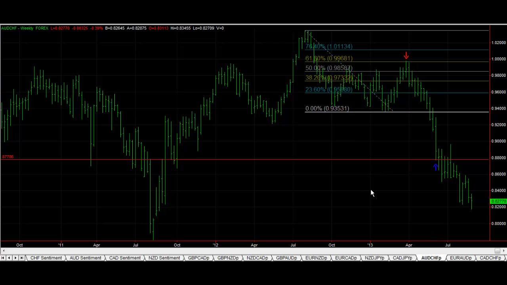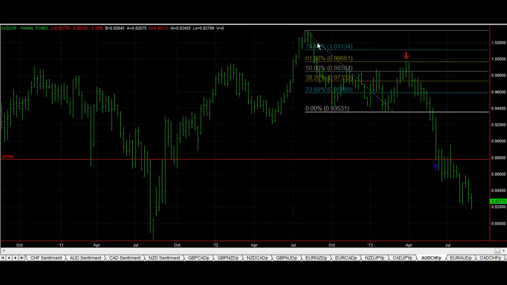Here we see the Australian dollar against the Swiss franc. If you remember earlier, we said the Australian dollar has been in a significant downtrend for months, and we said the Swiss franc has been in an uptrend since April of this year. This red down arrow represents a key test of the 99.68 level by the Australian dollar.